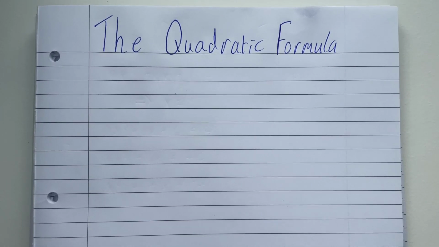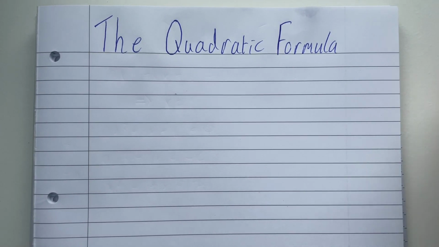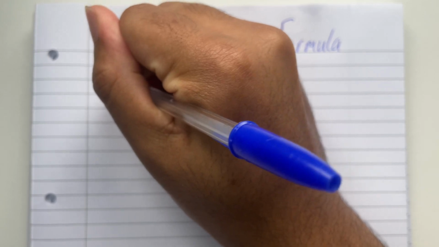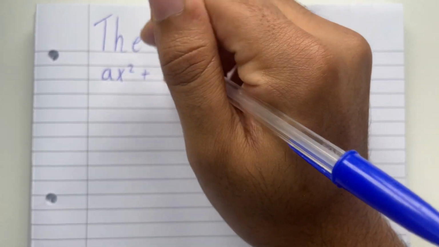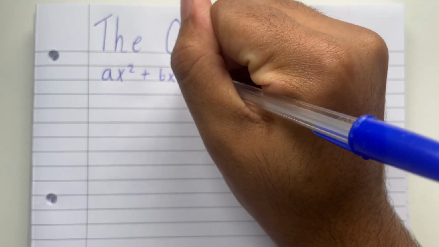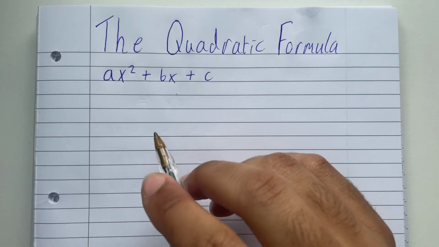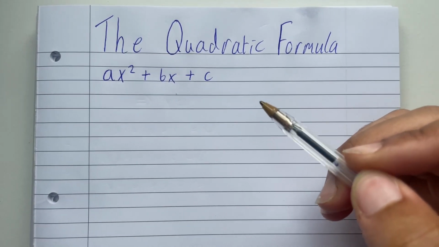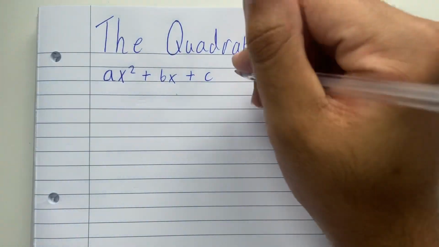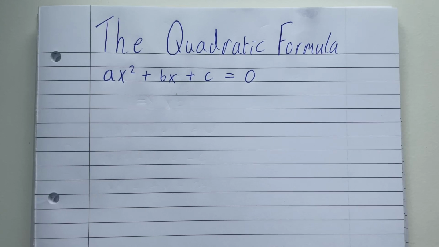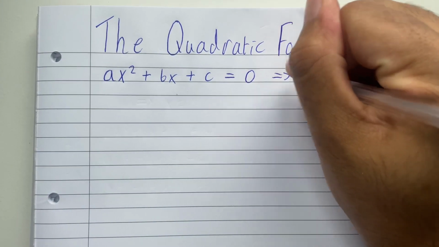Okay, hi guys. Today we will be deriving the quadratic formula. Let's quickly remind ourselves what a quadratic is. It's a polynomial of degree 2. So you can say this is a quadratic, ax squared plus bx plus c, where a, b and c are constants and x is your variable. Now, the quadratic formula deals with where your quadratic is equal to 0, and it will tell you what x is.